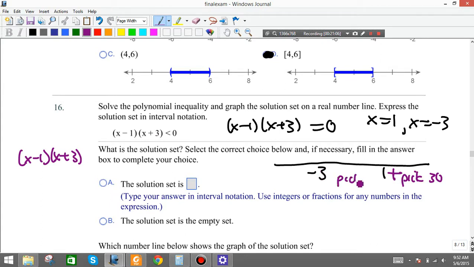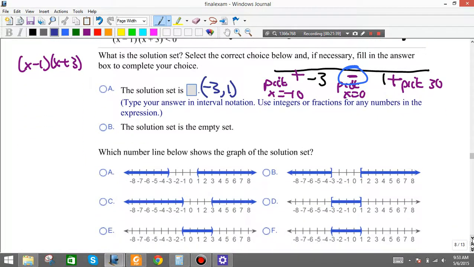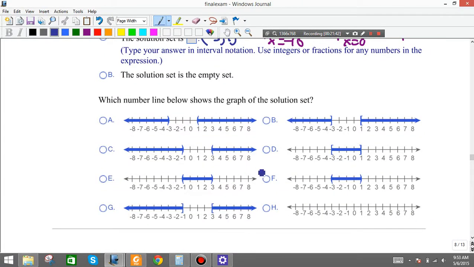Pick 0. You put 0 in there, you get negative 1 times positive 3, which is a negative number. And then when you do negative 10, negative 11 times a negative 7, which is a positive, and we're looking for the negatives, right? And so the answer is negative 3 to 1 in parentheses. Open.